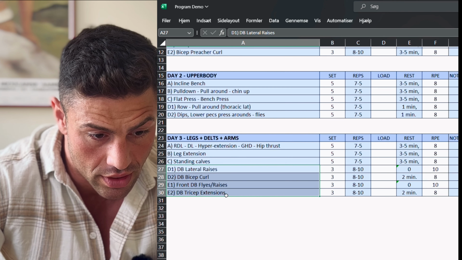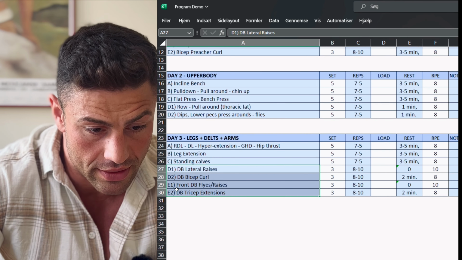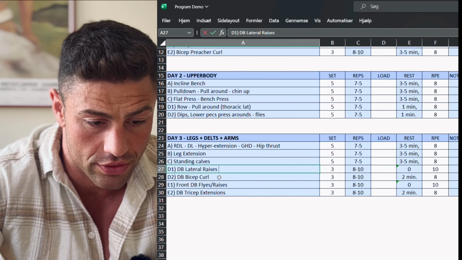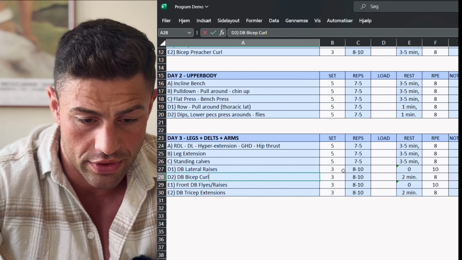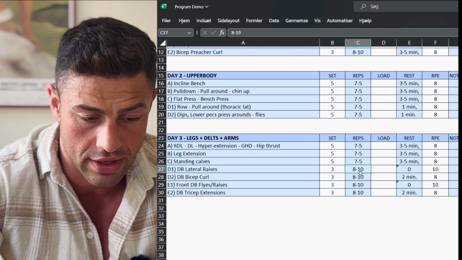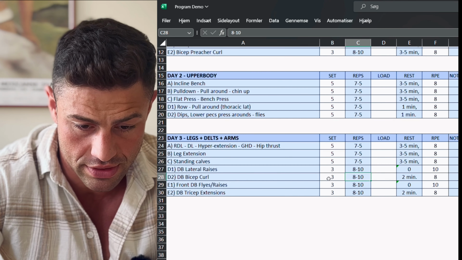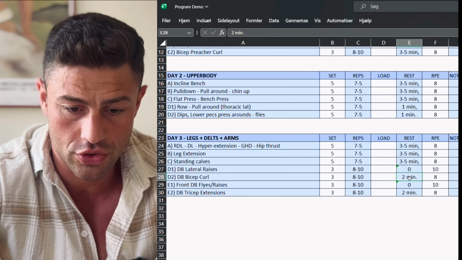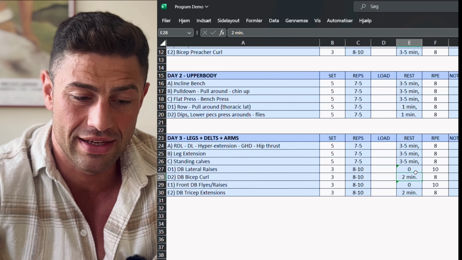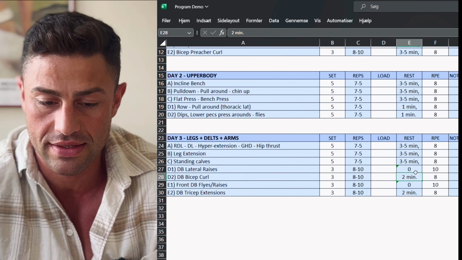supersets here, A, B, C, D, E, and then we're gonna be doing lateral raises together with dumbbell bicep curls. And over here, we're gonna be doing a superset where we perform 1 set of lateral raises and go directly to the bicep curls and then have 2 minutes of break. So in total, we're gonna have 3 minutes of break between each set of the same exercise.